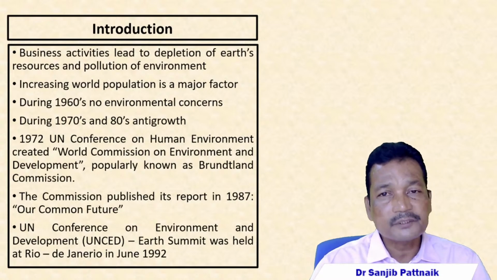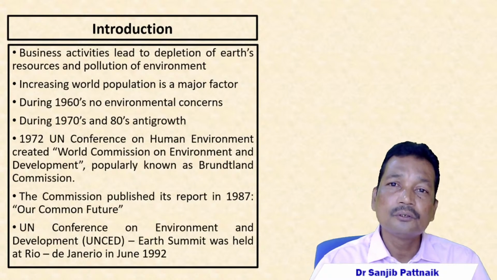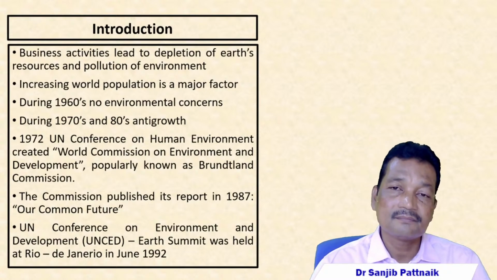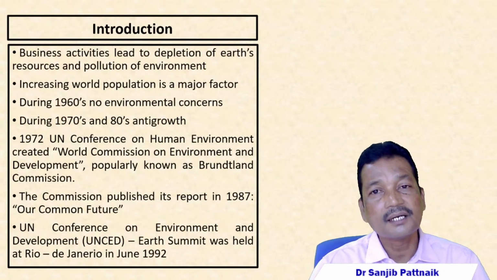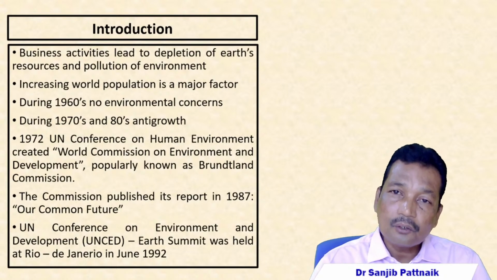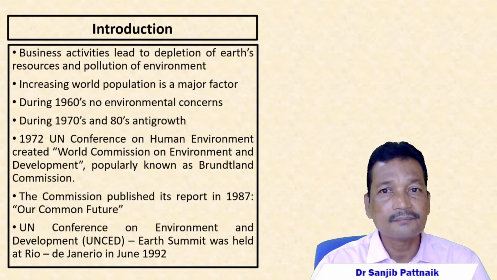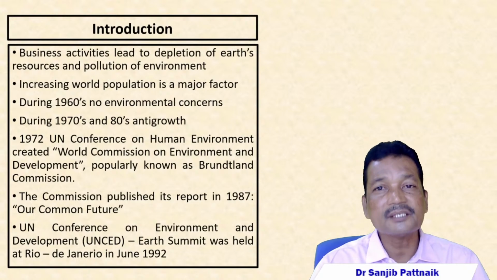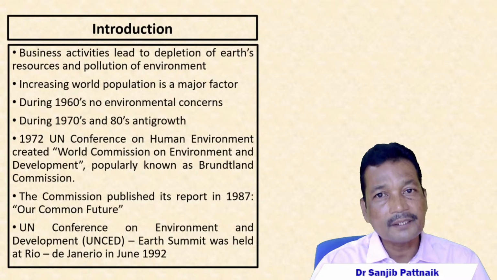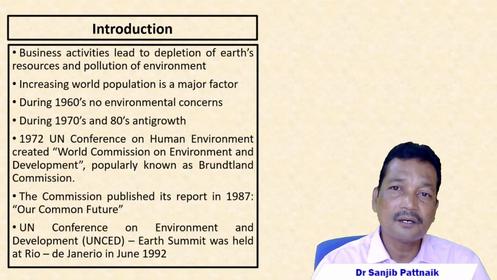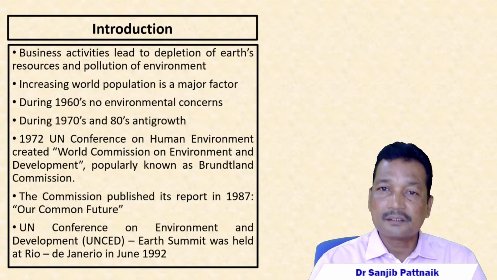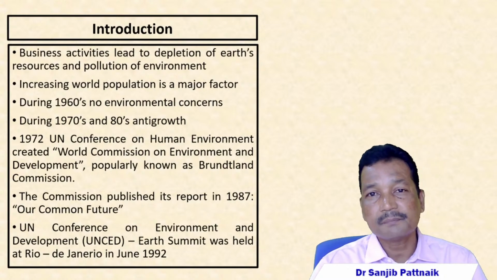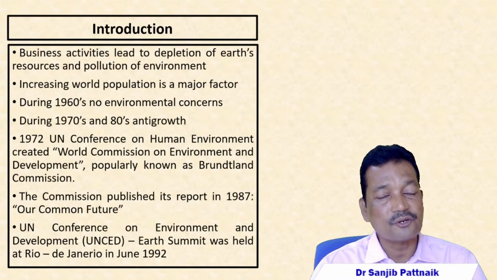So, already we have seen the impact through what we can say ozone layer breaches. Now, the ozone layer of the earth helps to protect all the living beings of the earth from harmful UV rays. But since it has been breached at some certain points, what is happening? The UV rays are passing on or are being passed on to the earth. So we say business activities lead to depletion of earth's resources and pollution of environment.